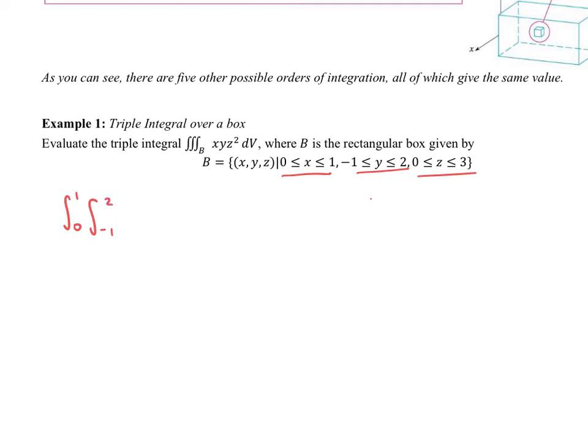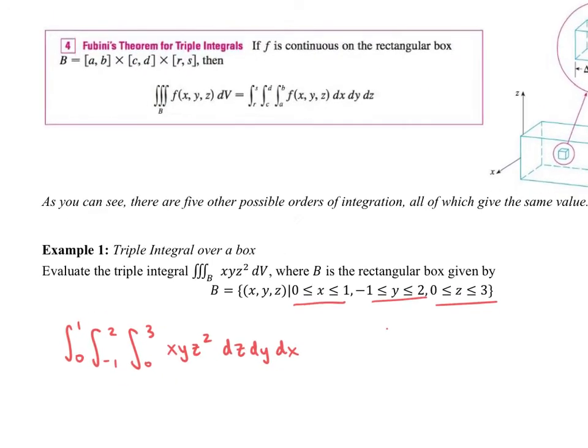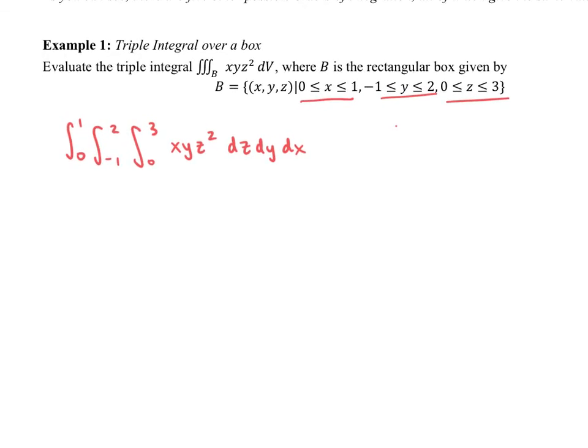And then z. And you could do that in any order, by the way. The function is xyz squared, and the way that I set it up is dz, dy, dx. But again, you could set it up in the order that you see above in the definition if you'd like. Okay, so we're basically just integrating this as we would have a double integral.